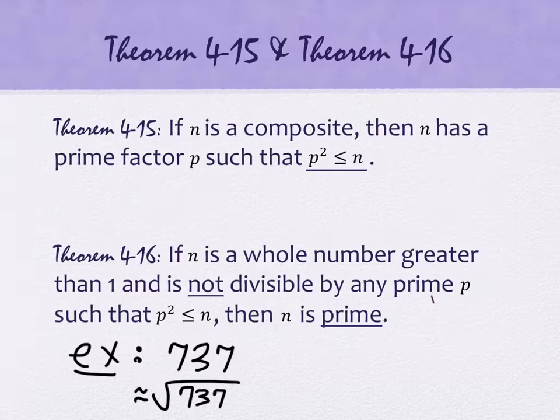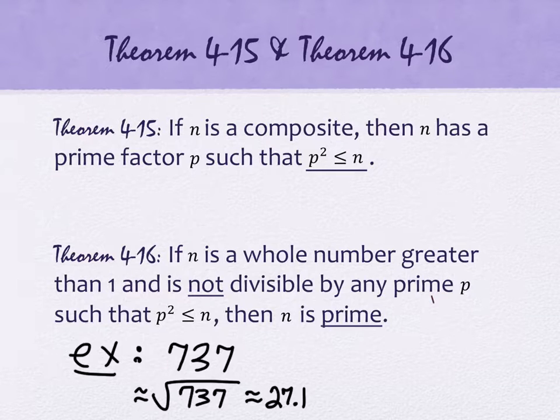So let's check it out real quick. What's approximately equal to the square root of 737? A number with 1 digit decimal is probably fine. 27 point, what was it? 0.14. Okay, 1 decimal is good.